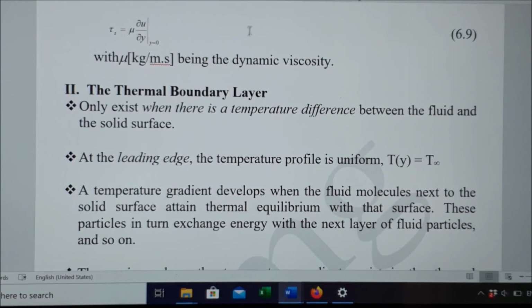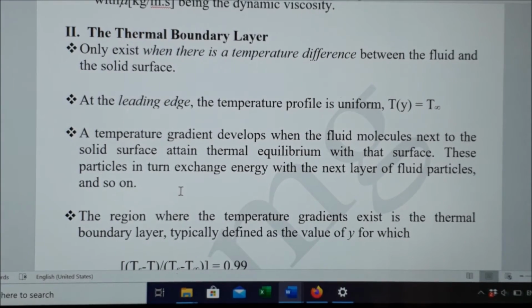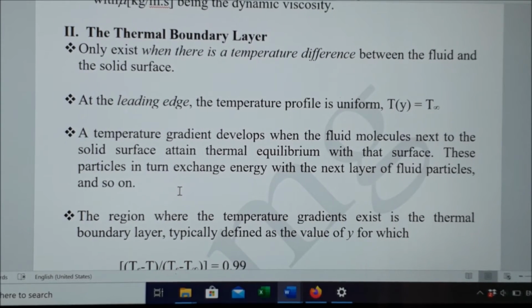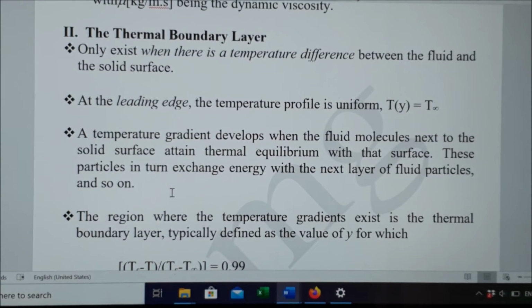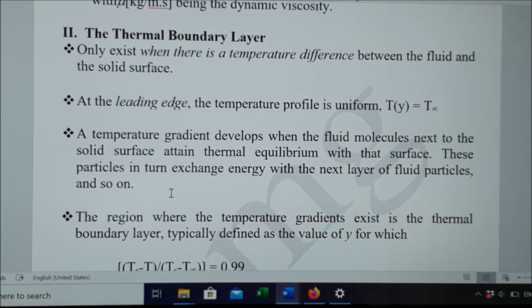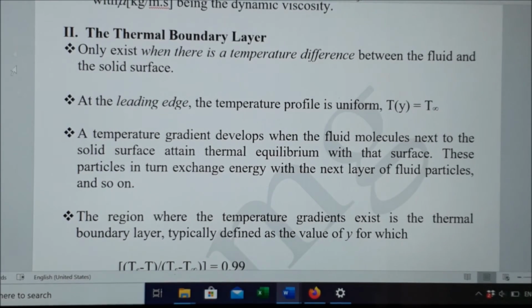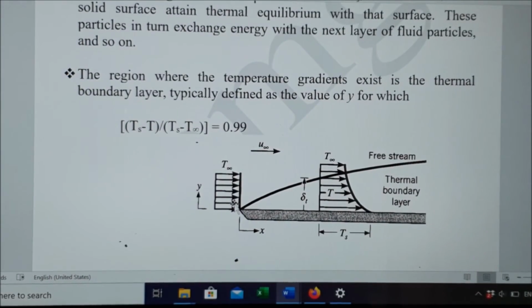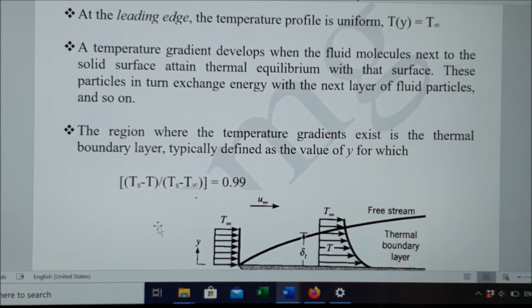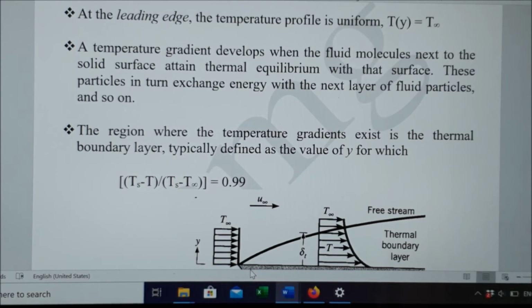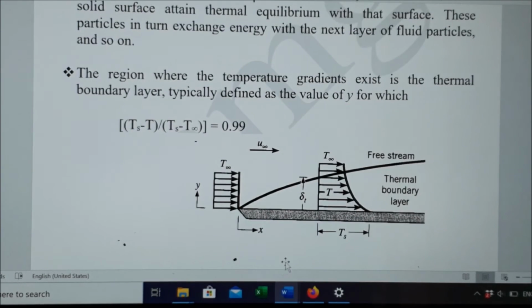The thermal boundary layer. Unlike the velocity boundary layer, it only exists when there is a temperature difference between the fluid and the solid surface. If there is no temperature difference between the solid and the neighboring fluid, there is no thermal boundary layer. There is always a velocity boundary layer. At the leading edge, the temperature profile is uniform, as you can see here. A temperature gradient soon develops when the fluid molecules next to the solid surface attain thermal equilibrium with that surface. These particles in turn exchange energy with the next layer of fluid particles.